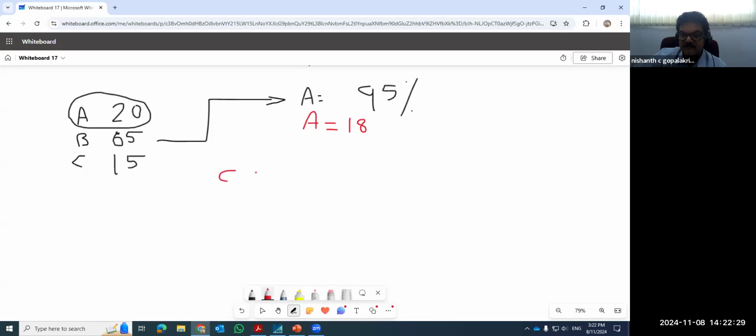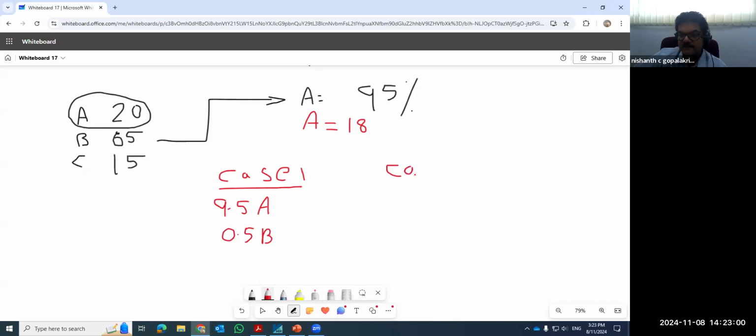So case 1 is the distillate is 9.5 moles of A and 0.5 moles of B. So this is one case.